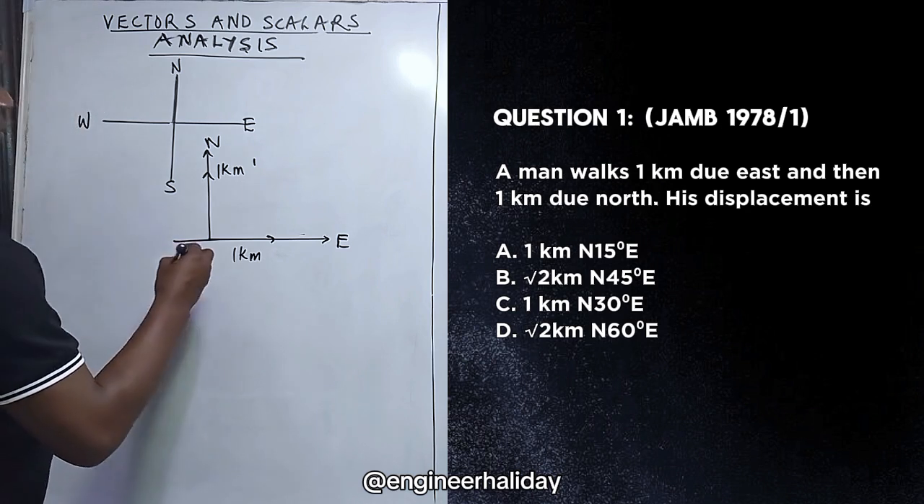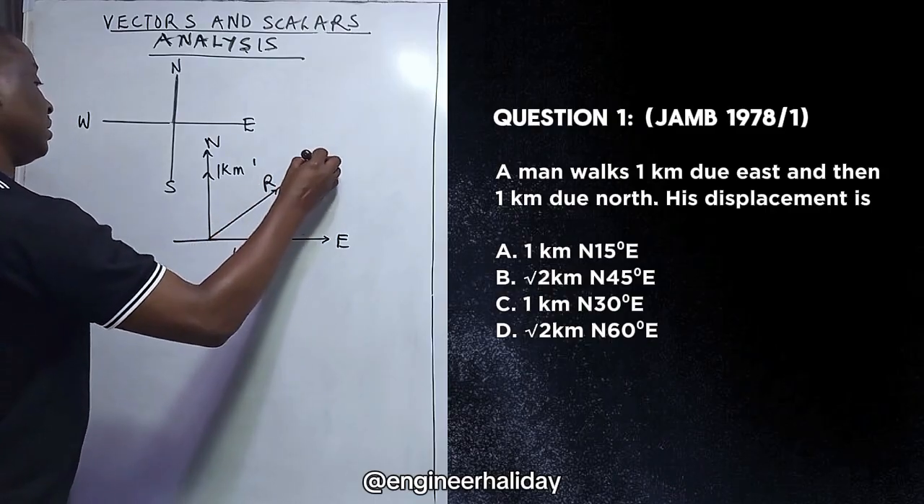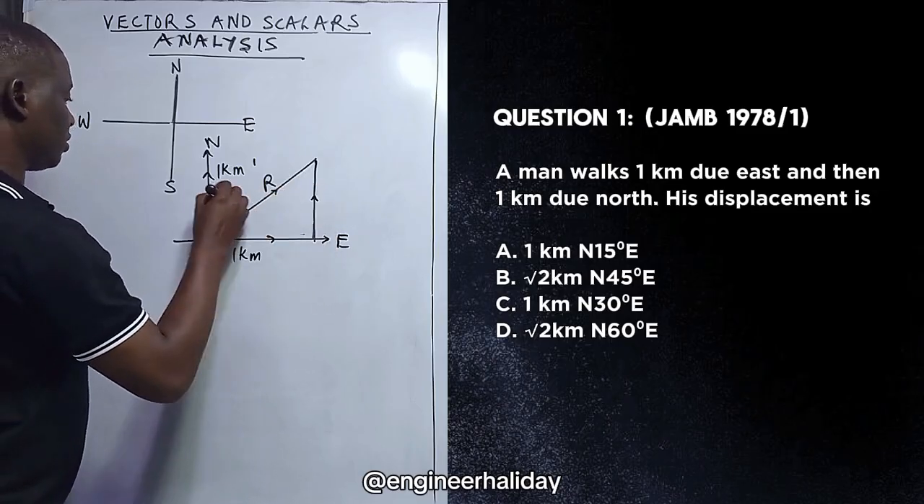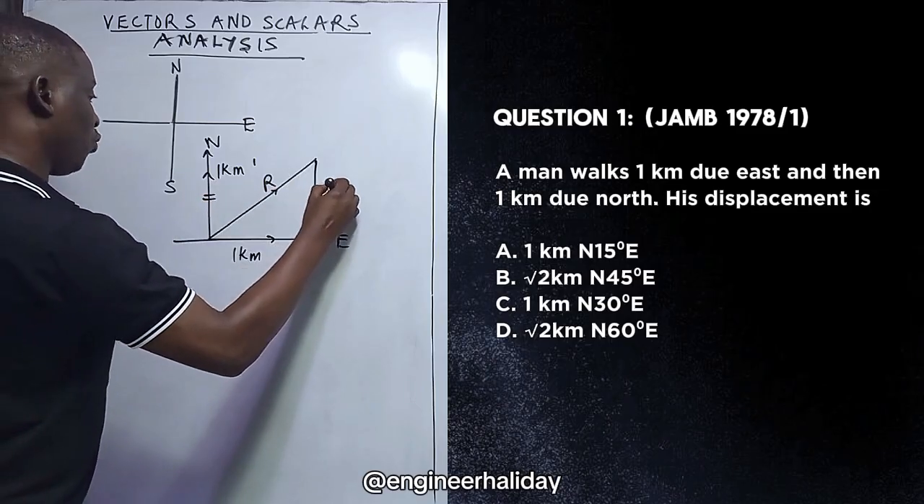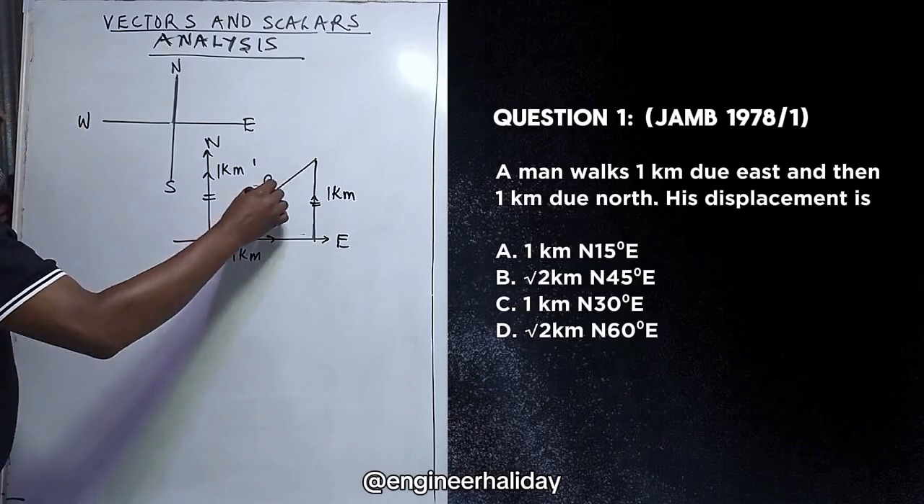Now what I want to do is to draw the resultant for the common point, which is this. Then complete the triangle. This is equal to this, so 1 kilometer. So this is the direction, and this is the magnitude.